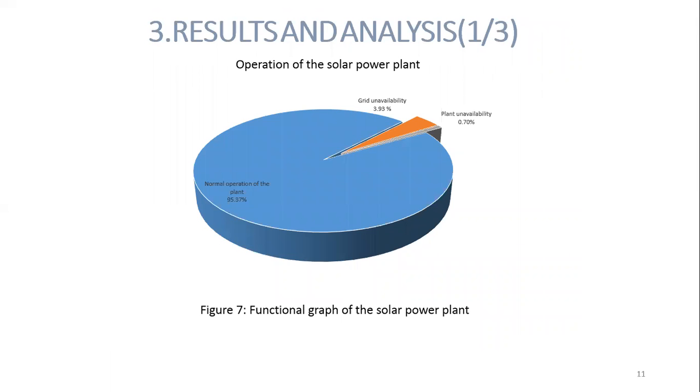Results and analysis. Here we see the operation of the solar power plant. We see the solar power plant operated in nominal regime at 95.37%, with 3.83% of disturbance coming from the network and 0.7% coming from the solar power plant itself.